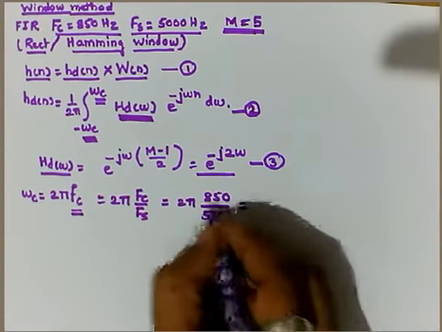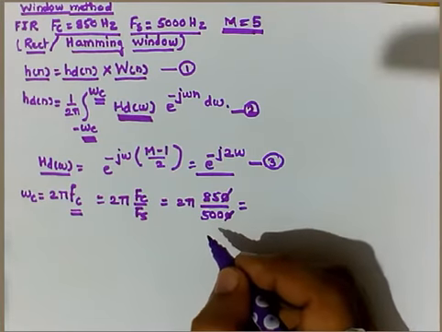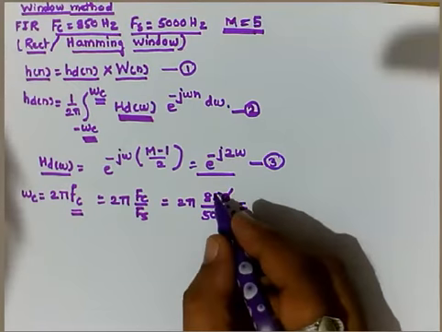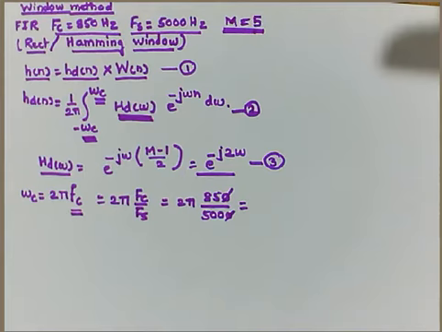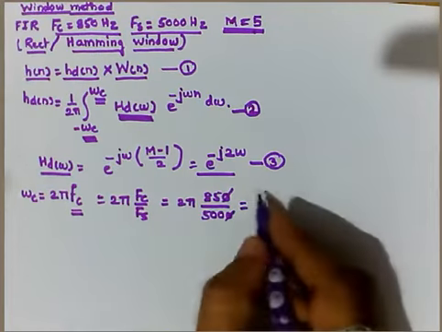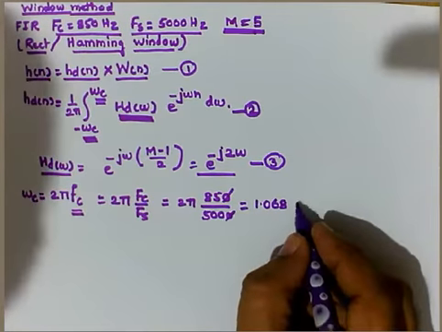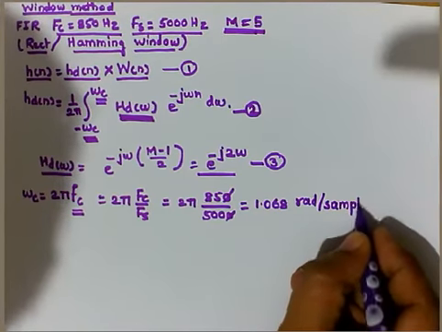So on solving this expression, let's solve this. On solving it, it will give me 2 pi into this factor as 0.7. So I am just calculating it. I am getting it as 0.7. So this value is actually coming as 1.068 radians per sample. So this is nothing but the required value.